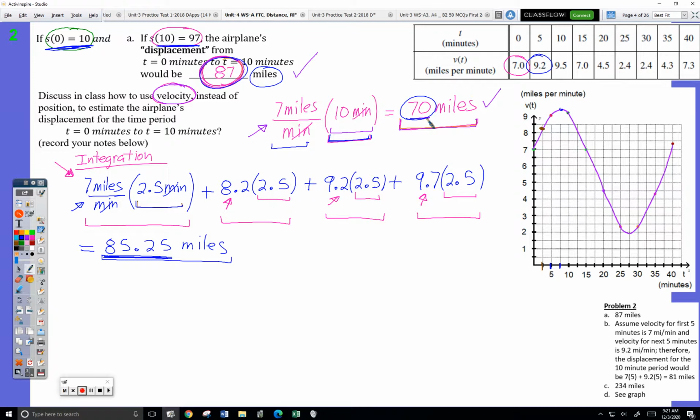Christine, please. So how often should we check it? Hold on. So Christine's question is, how often should you check it? If you want to get a perfect answer, how often should you check it? If you want to get 87, how often do you have to check the velocity when you're doing this series of computations, this integration? Sophia? We have to check it 10 times, like for each minute.